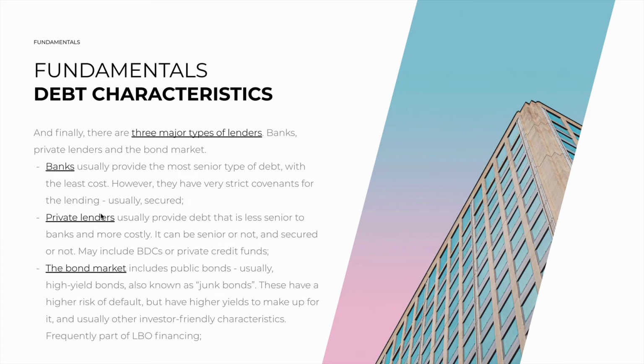Private lenders are somewhere in the middle. They provide debt that is less senior to banks, so they get repaid after banks, and it's precisely why it's also more costly. They charge higher interest rates. Their debt can be senior or not, and it can be secured or not. The investment vehicles can include business development companies or private credit funds. And we'll take a look at this in this module. Their types of debt can include mezzanine, structured products, or other types of flexible instruments. Out of curiosity, banks, with more and more regulations, are lending less and less, so private lenders are increasing their market share more and more.